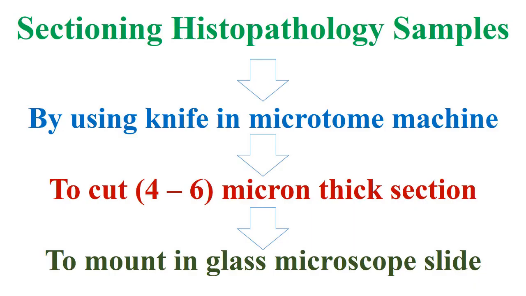Meanwhile, sectioning histopathology samples is done by using a knife and microtome machine to cut a 4 to 6 micron thick section to mount on a glass microscope slide, as mentioned in the next slide.